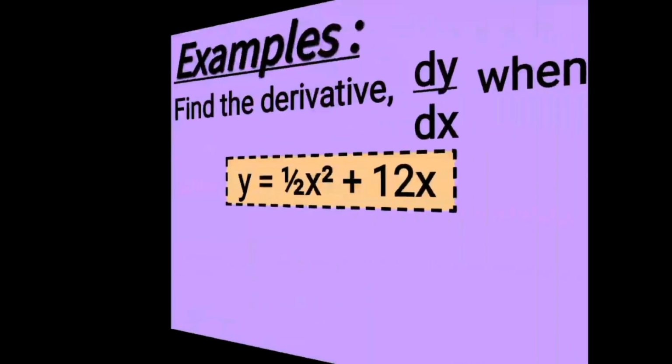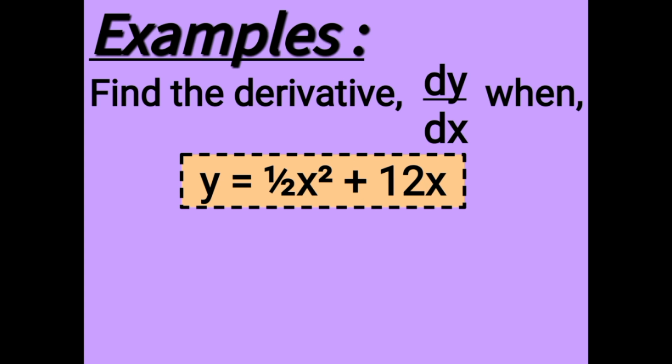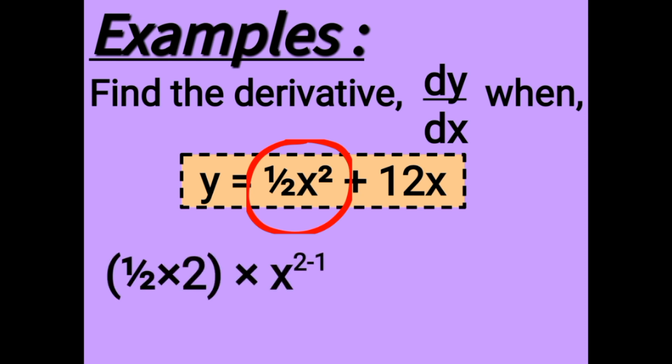Now, y equals 1 over 2 x squared plus 12x. Here, to find the derivative dy over dx, we can start by differentiating one term at a time. Starting with 1 over 2 x squared, differentiating it gives us 1 over 2 times 2 times x to the power 2 minus 1, as we multiplied the constant 1 over 2 by the power 2 and then subtracted 1 from that power. So, 1 times x to the power 1 equals x.